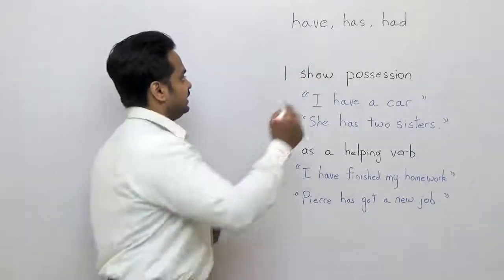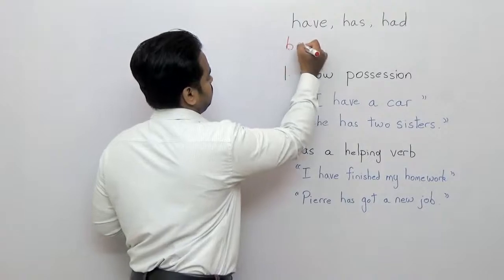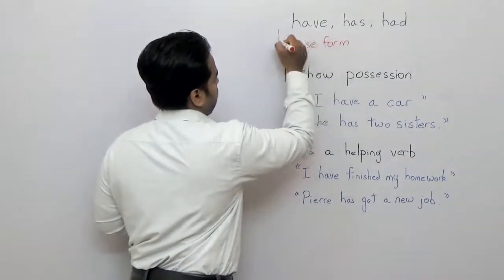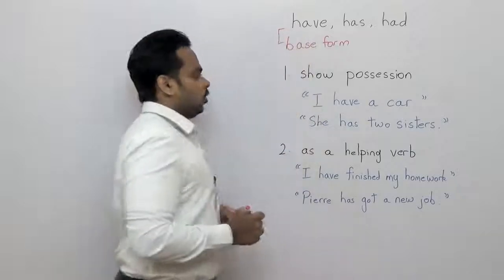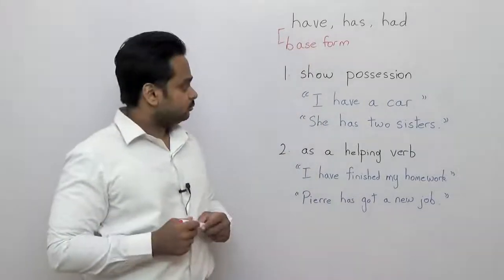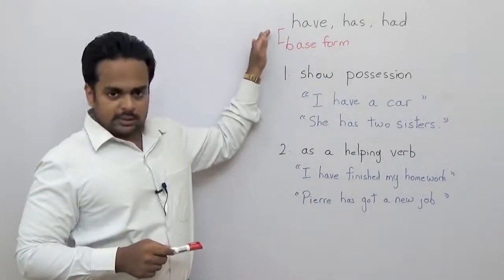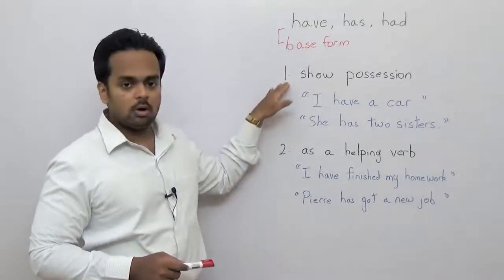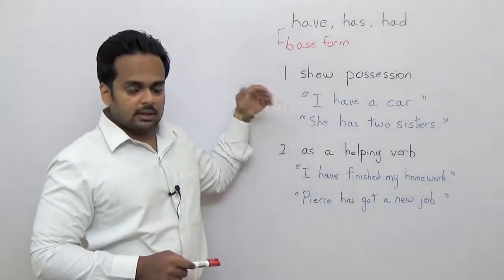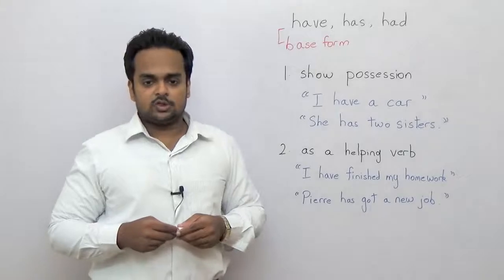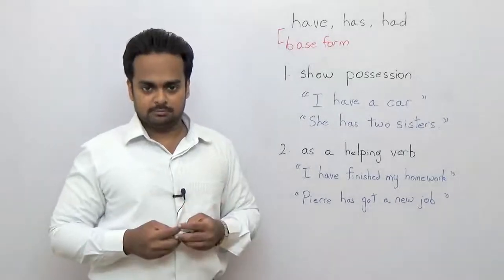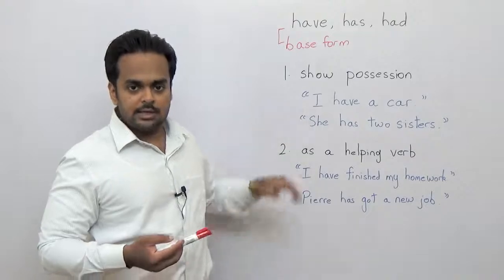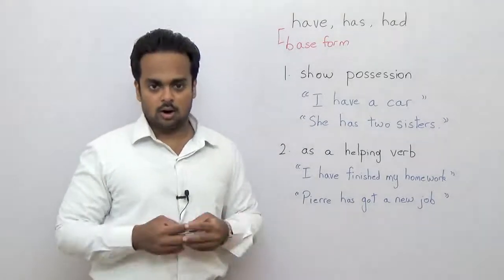So we're going to call this the base form. Okay? Now, this verb is used in two ways. First, it's used to show possession. This means that it shows that you have something. For example, if I say, I have a car, it means that I own a car.